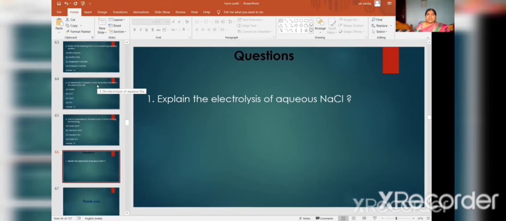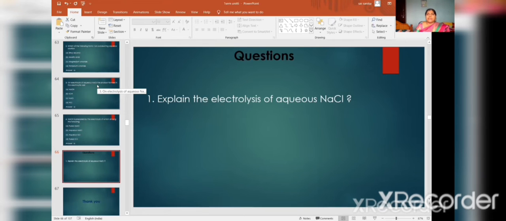Two metal rods are dipped and these two rods are connected to the two poles of the battery. Whatever rod is connected to the positive pole of the battery, that is the anode. Whatever rod is connected to the negative pole of the battery, that is the cathode. Then on passing electricity, what is happening?